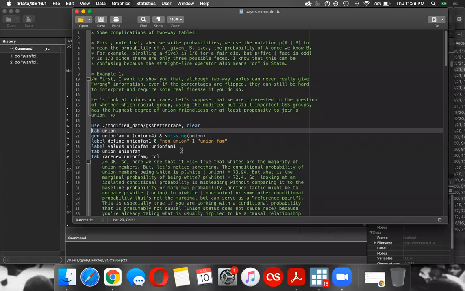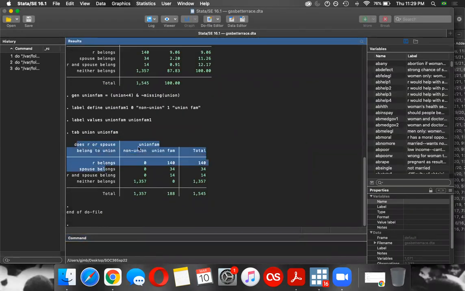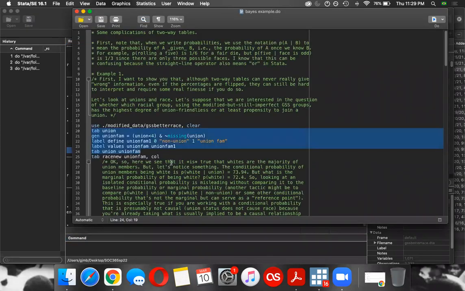Now, I do some stuff here that you've been practicing a whole lot. Basically, I take the union variable on the GSS. I notice that there are several possible values that basically mean you or your spouse or both are a member of a union. So I decided to compile those together into a dummy variable called union fam. And it looks like this. This is the original variable on the rows. This is the new variable on the columns.